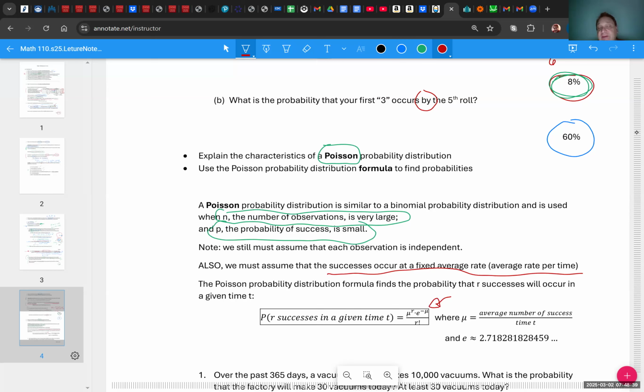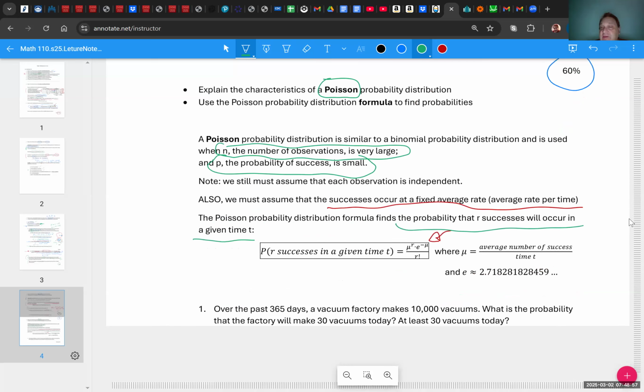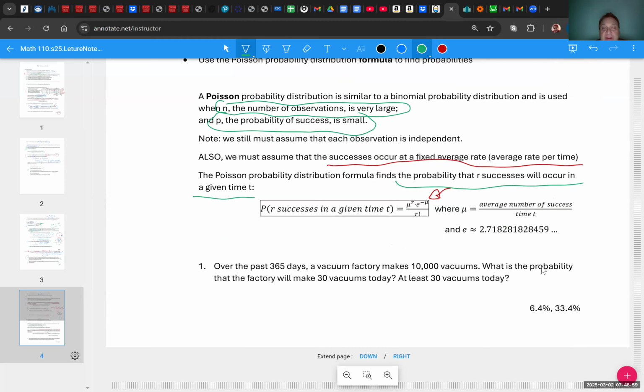That tells us that the Poisson probability formula finds the probability that our successes will occur in a given time. That crazy formula, you can do it by hand. It's not that complicated, but of course, we can use StatCrunch to do it for us, so we'll be using StatCrunch for this one as well. Here's my example to help explain what the average rate of time is and how we use the Poisson probability distribution.